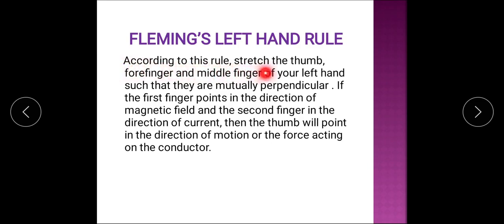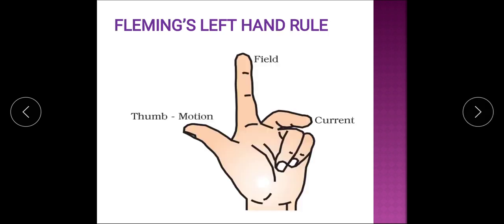According to this rule, stretch your thumb, forefinger and middle finger of your left hand such that they are mutually perpendicular. If the first finger points in the direction of magnetic field and the second finger in the direction of current, then the thumb will point in the direction of motion or the force acting on the conductor. What does this mean? Let us try to understand this with the help of this sketch.